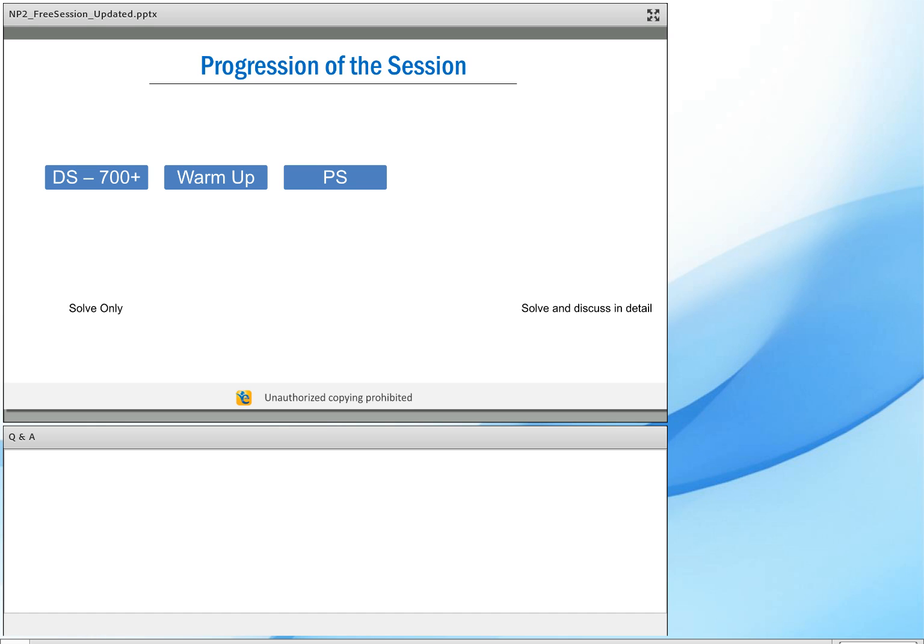We're going to call them question numbers 8, 9, and 10. And we're going to just solve those questions. We're not going to discuss them in detail. Then we're going to really understand how we build a capability to solve these three questions. The entire session is going to be about this.